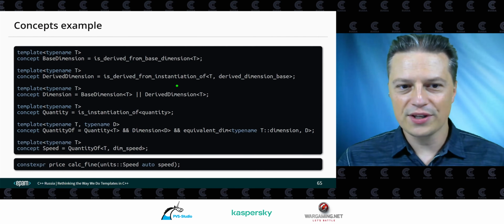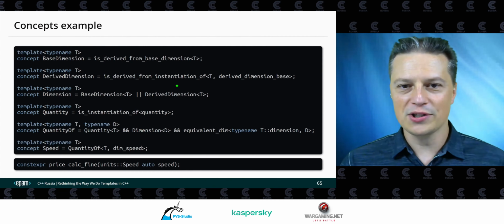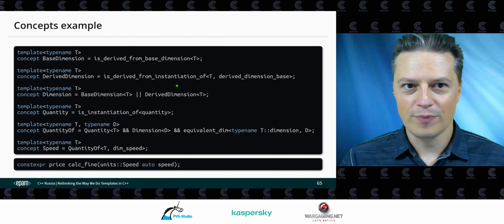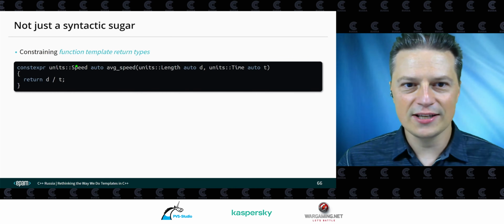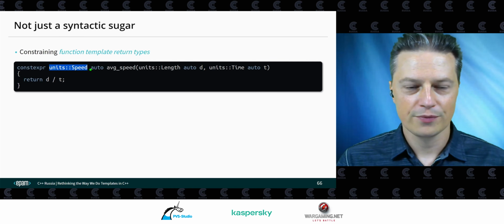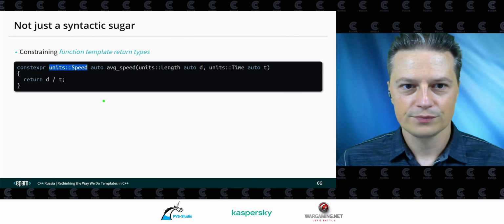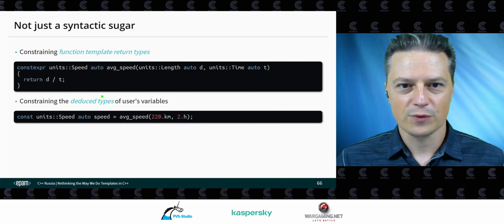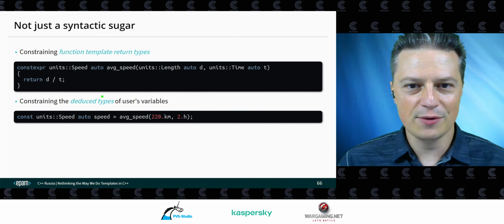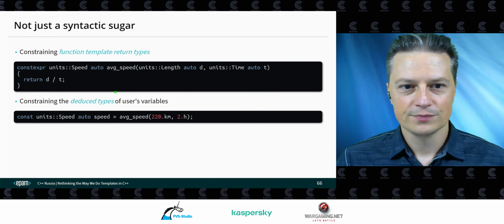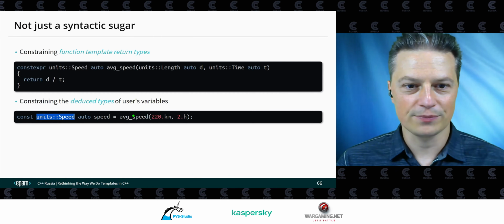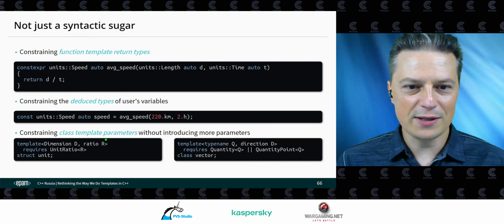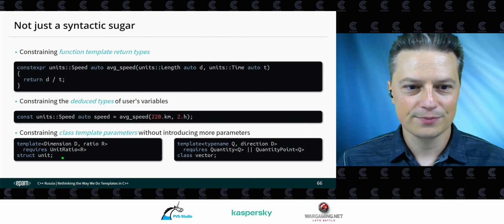And you can still argue that this is just a syntactic sugar over having the requires clause with type traits. But it's not just this. How would you constrain easily a function return type with SFINAE or some other practices than concepts? Or how would you constrain the variable obtained by the user from our function? Or how would you constrain the class template parameters easily without concepts?